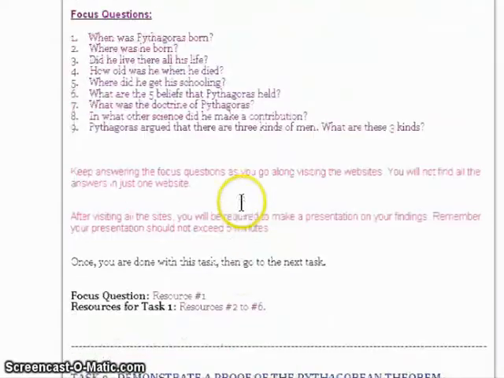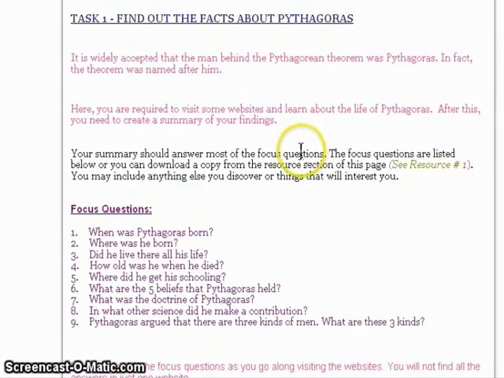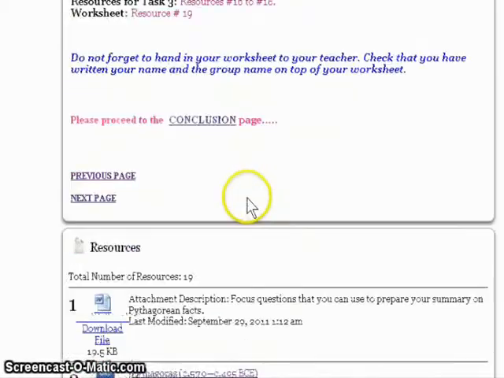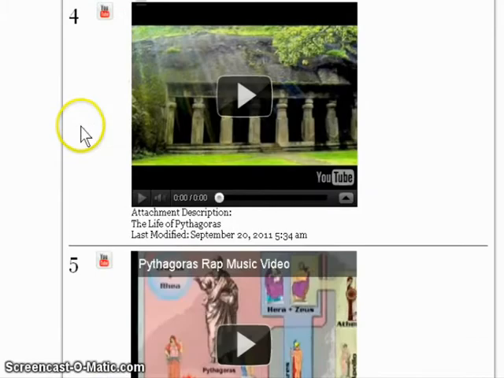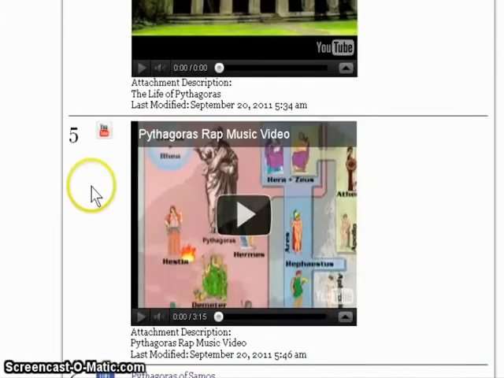In task 1, the learners are to find out the facts about Pythagoras. In order to do this, they are required to go through resource number 1 to 5. Resources 2 to 6 contain the links to websites related to the history of Pythagoras.